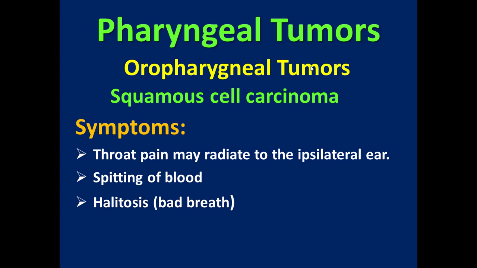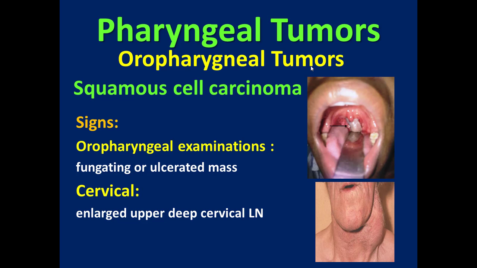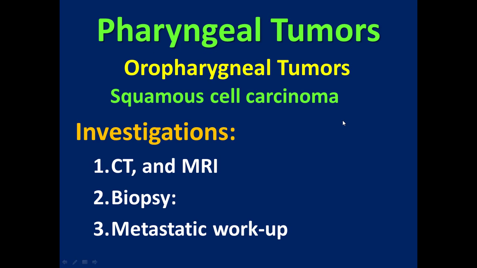Symptoms start with a sensation of pain in the throat radiating to one ear, spitting of blood, and halitosis, a bad odor of the oral cavity. When you examine the oropharynx, you can see an ulcerating, fungating mass, and when you examine the neck, there is an enlarged lymph node, as we see in this photo.